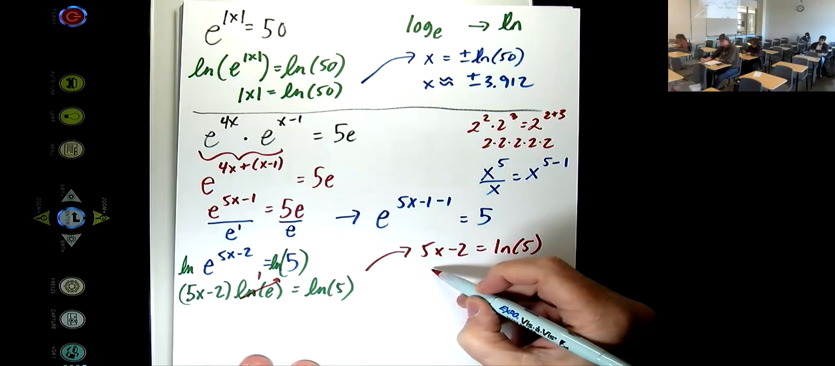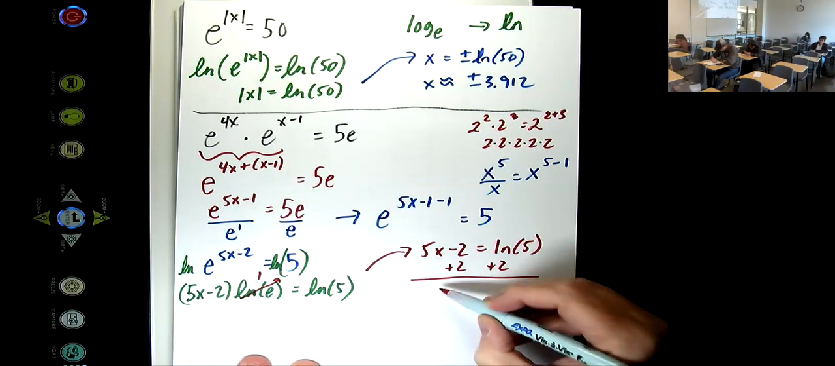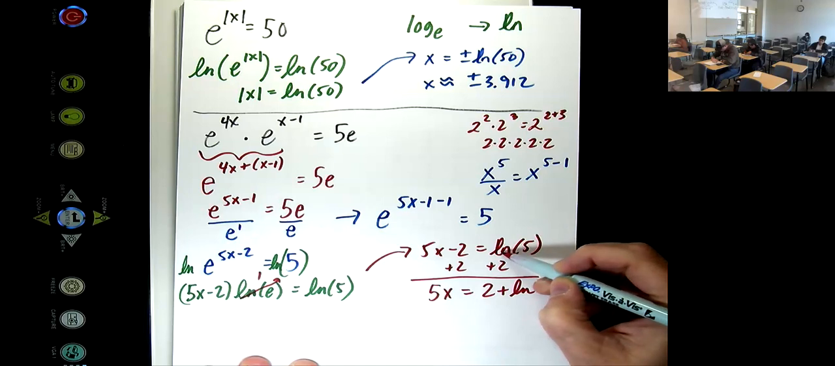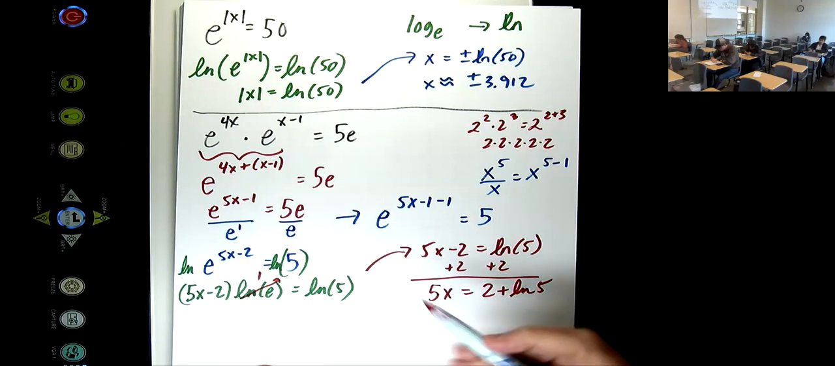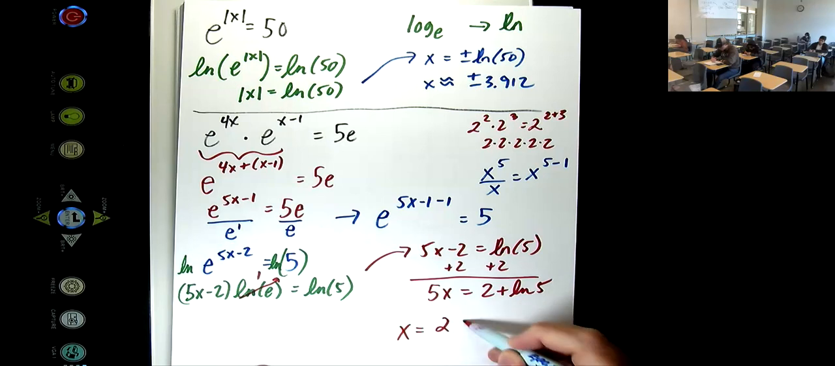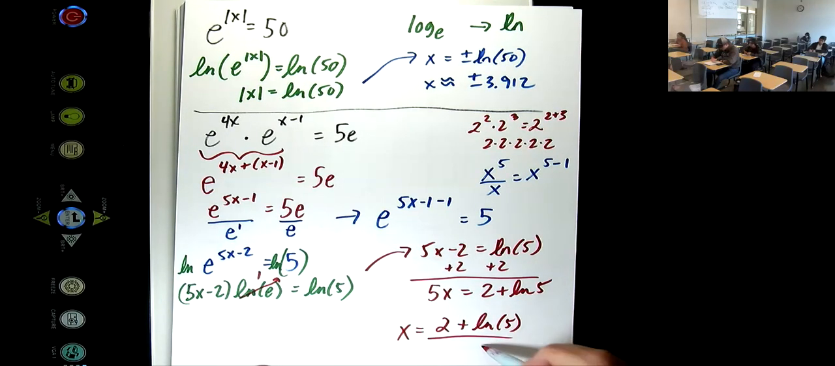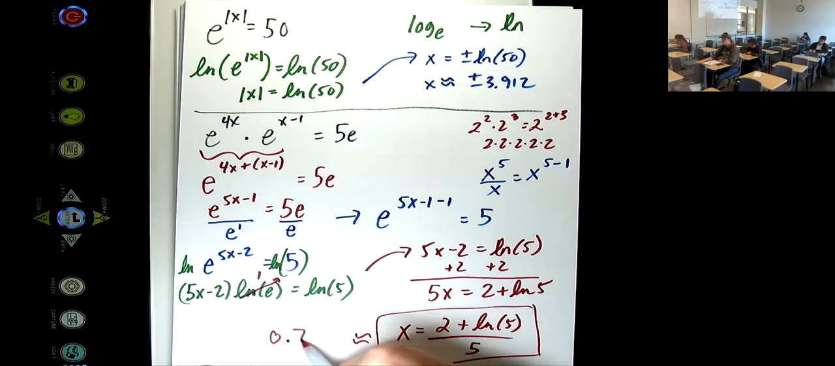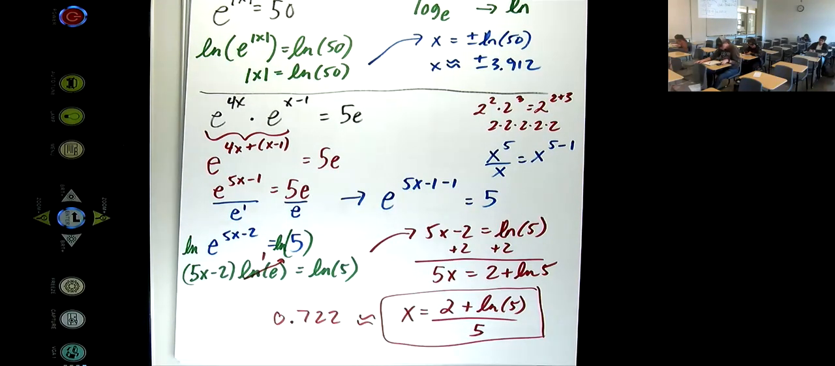I will add 2 to both sides. And I get 5x equals 2 plus the natural log of 5. And when I divide by 5, I get x equals 2 plus the natural log of 5, all divided by 5. If you put that in a calculator, that's approximately 0.722. I say approximately because I'm rounding. Anytime you round, you shouldn't have an equal sign anymore because it's not technically equal.